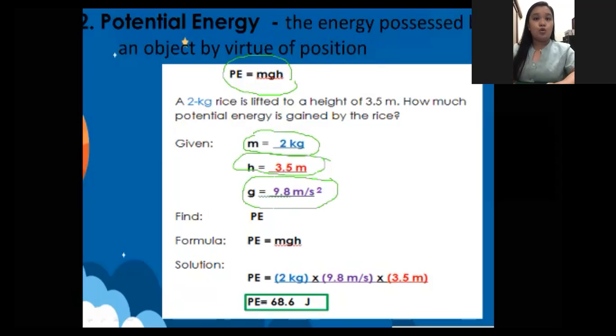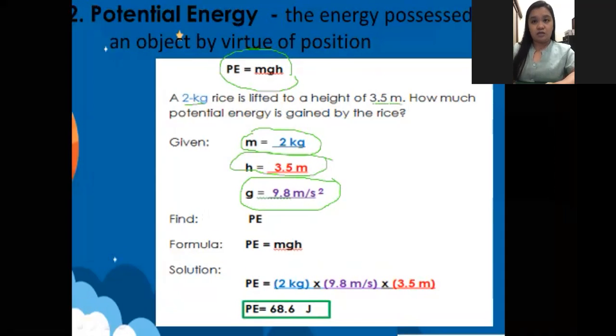So what is the m here? The m here is 2 kilograms. We have written it here. Then the h here is 3.5, and always remain the 9.8 for g. Next, we just need to multiply the three numbers. So 2 times 9.8 times 3.5.